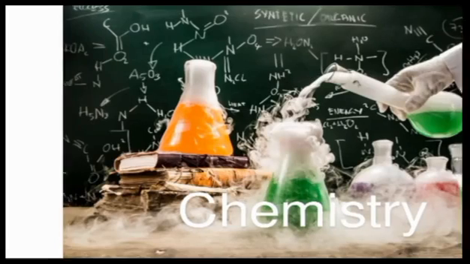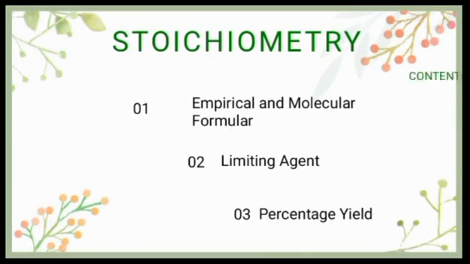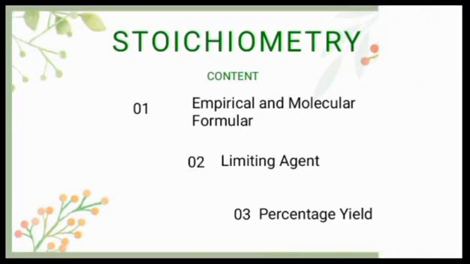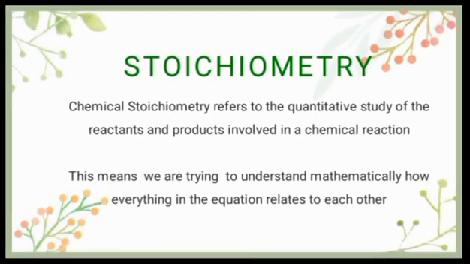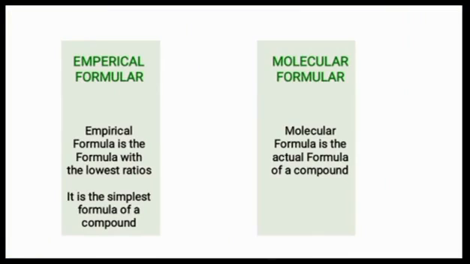Welcome to chemistry, guys. Today we're going to be taking stoichiometry, under which we have the following subtopics. What is chemical stoichiometry? Chemical stoichiometry refers to the quantitative study of the reactants and products in a chemical reaction. This means we're trying to understand mathematically how everything in the equation relates to each other, under which we have empirical formula, molecular formula.